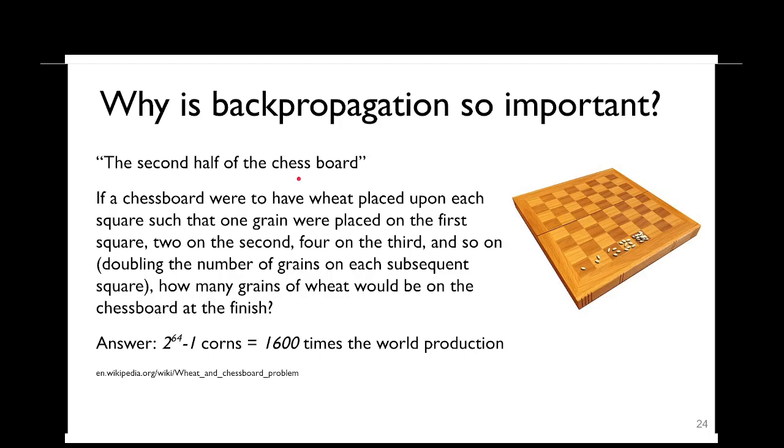And as long as you're in the first half of the chessboard, it's still reasonable and understandable and you can still figure it out. But once you move to the second part of the chessboard, it just explodes. And the overall amount of grains that are placed on the board is 2 to the power of 64 minus 1, and that amounts to roughly 1,600 times the world production of corn as we have it today. So essentially, the king or the queen, if they had agreed to that reward, they would have given away their kingdom.